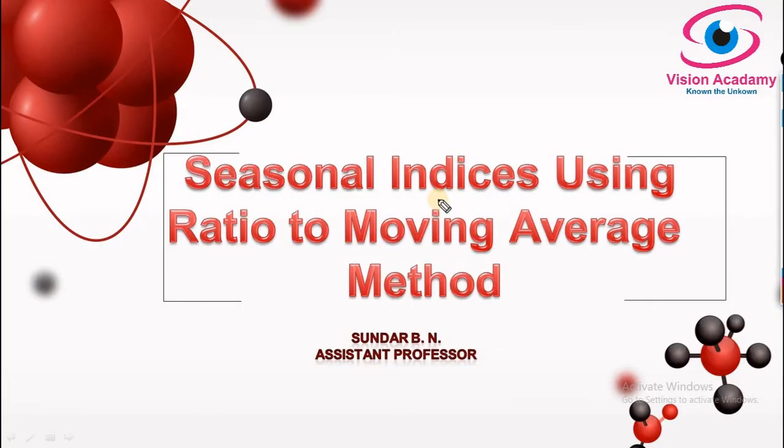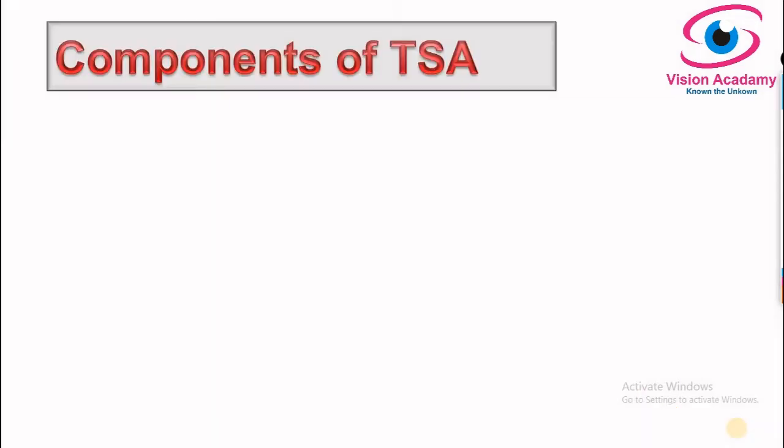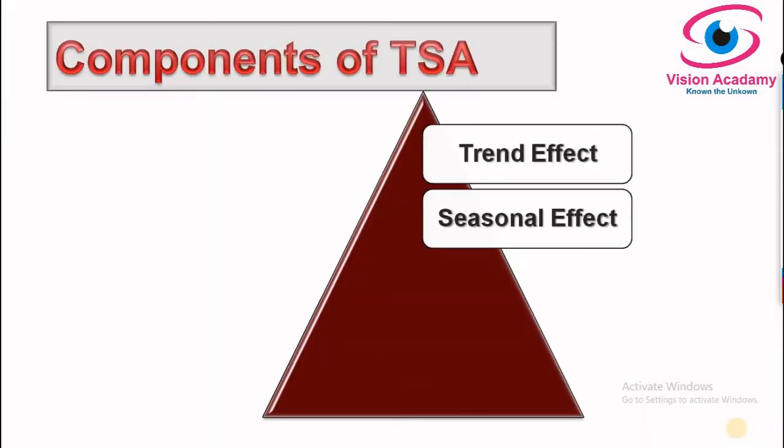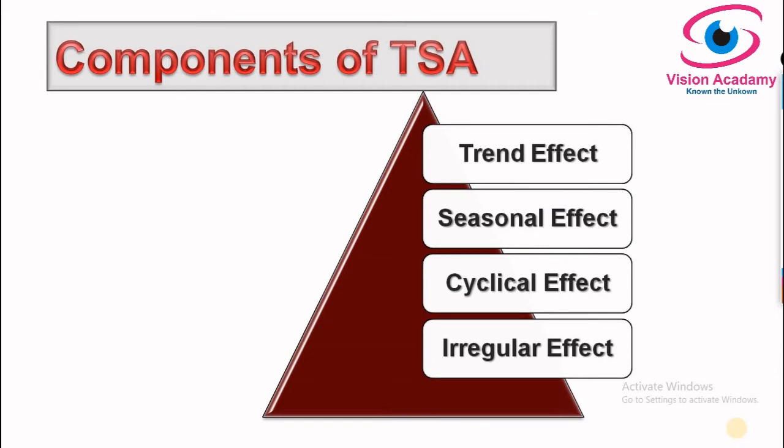Welcome to Vision Academy. In this video, I will explain how to find seasonal indices using the ratio to moving average method. In my last video, I gave almost 6 lectures on time series analysis on different problems. So we know the components of time series analysis, which were already explained in my earlier lecture. For your understanding, I'm telling it again here.